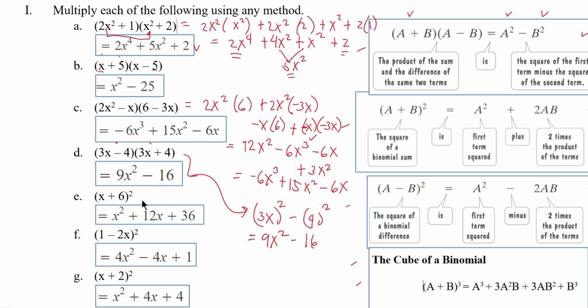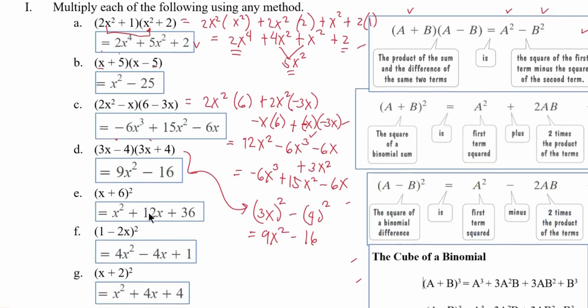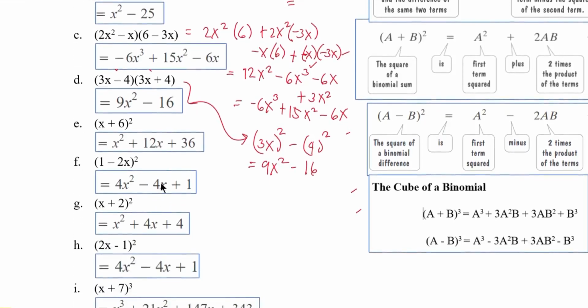Then letter E. Quantity x plus 6 square. What you are going to apply here is simply the square of binomial. So we have the first term, which is x, so that will become x squared, plus 2 multiplied by the product of the two terms, so x multiplied by 6. And then the square of the last term, so plus 6 squared. Pag sinimplify natin to, x squared plus 12x plus 36.